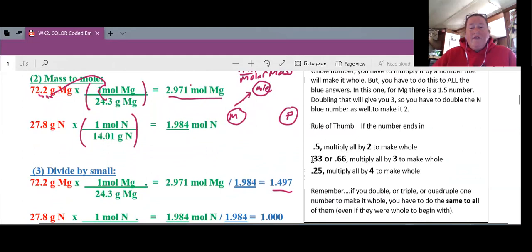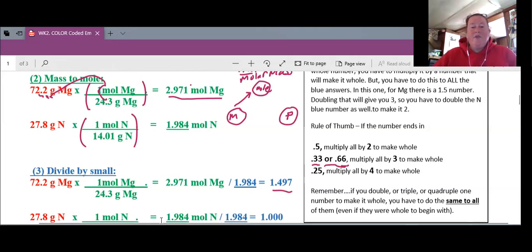whole. If it ended in 0.33 or a 0.66 or something close to that, sometimes you see 0.32, sometimes you'll see 0.34, sometimes you'll see 0.67. So if it's close to either one of those numbers, then you would multiply everything by 3 to make it whole. And if it's around 0.25, you'll multiply everything by 4. So the thing we have to remember is if we double or triple or quadruple anything at this step, we have to do it to all of them.